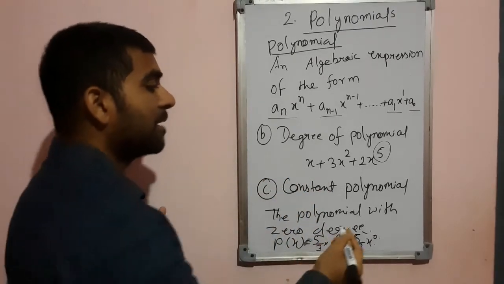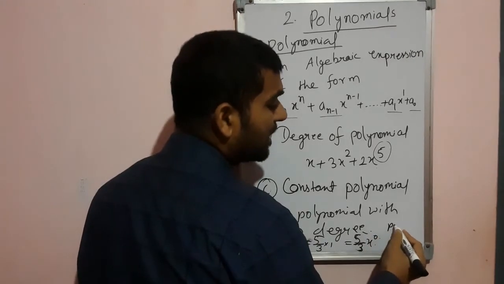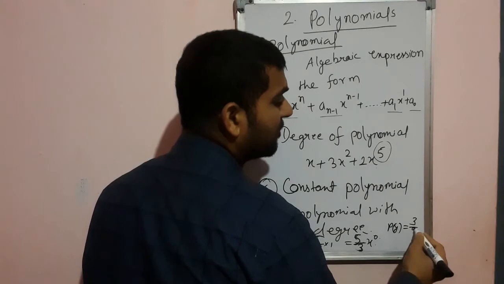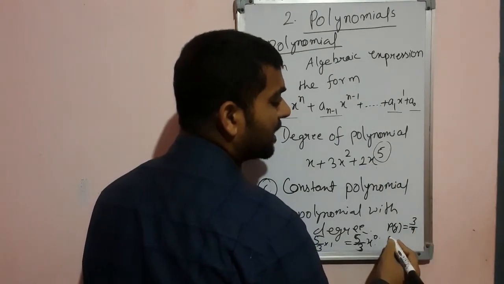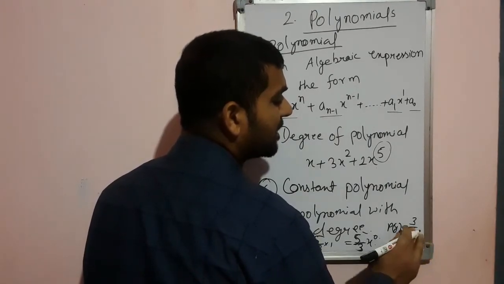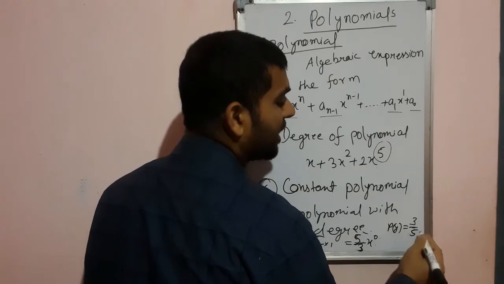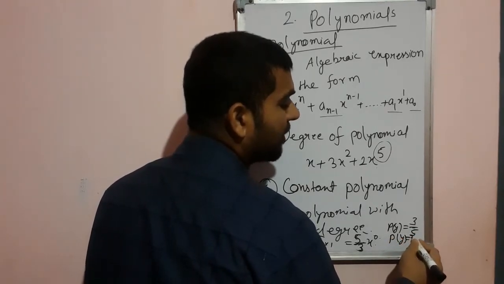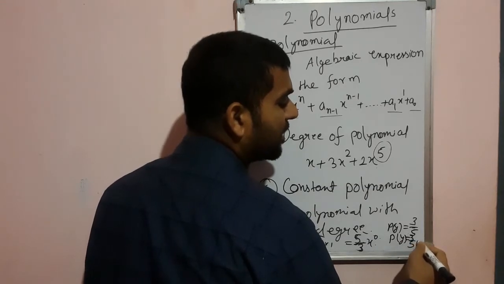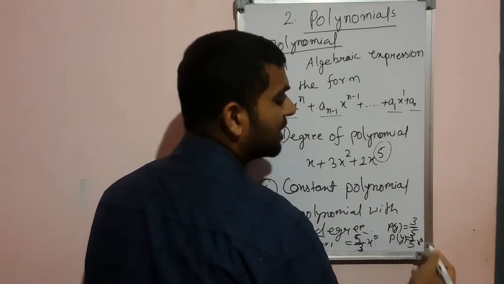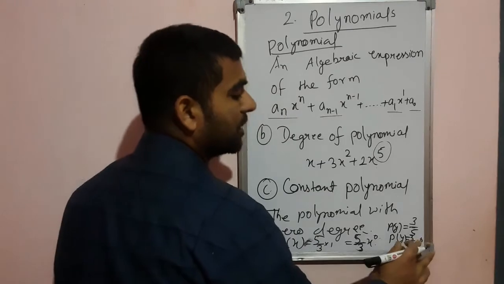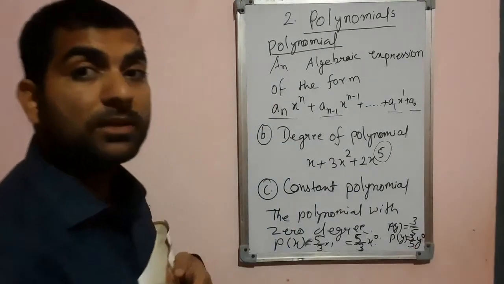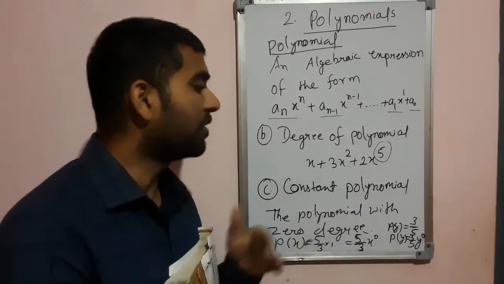We can take one more example. We can write p(y) equal to 3 by 5, and then we can multiply by y power 0, because that is 1, right? So we write it in terms of y, y power 0. So this is an example of a constant polynomial.